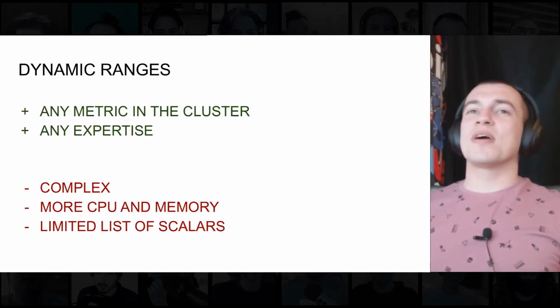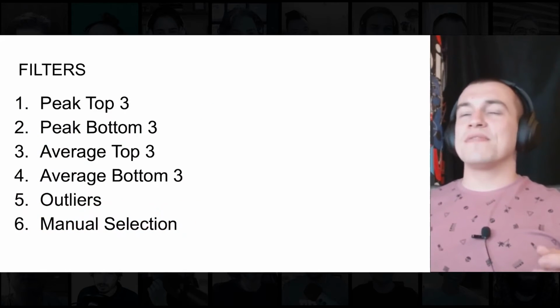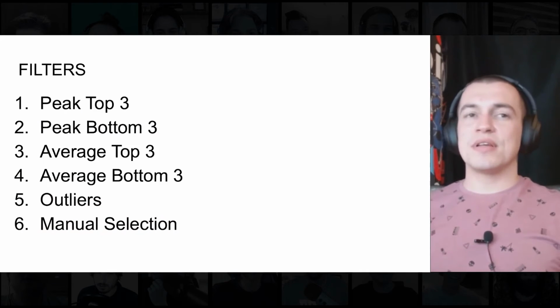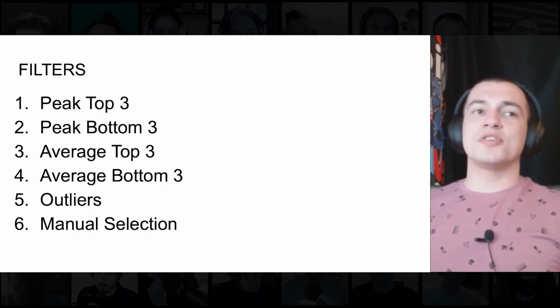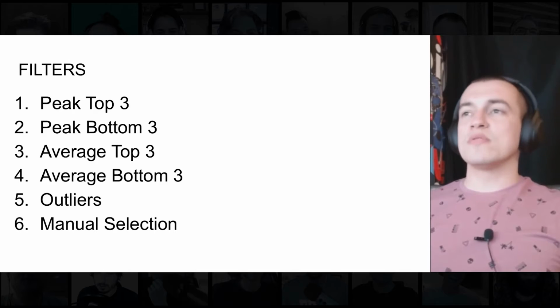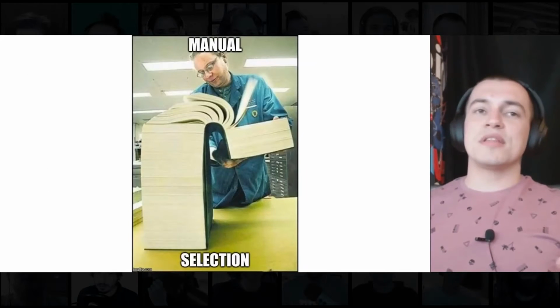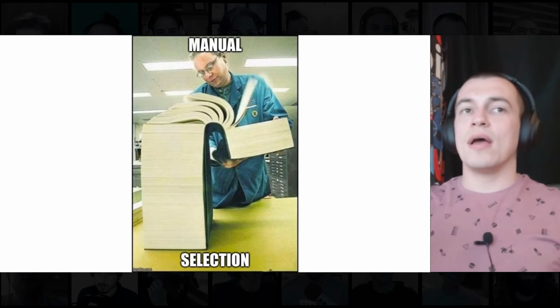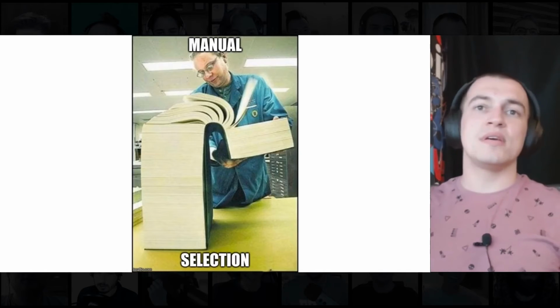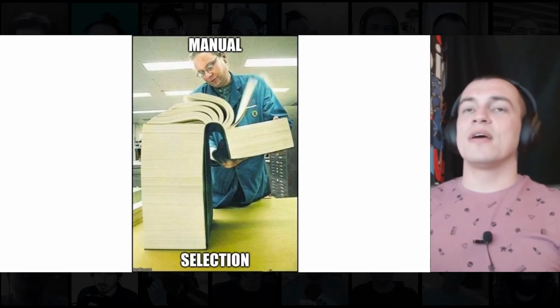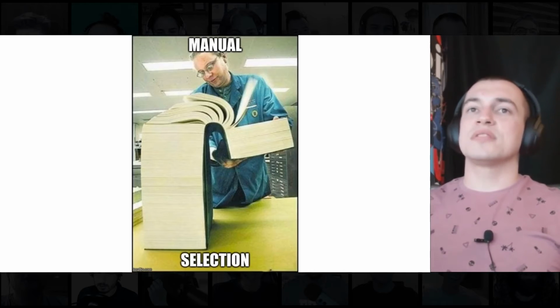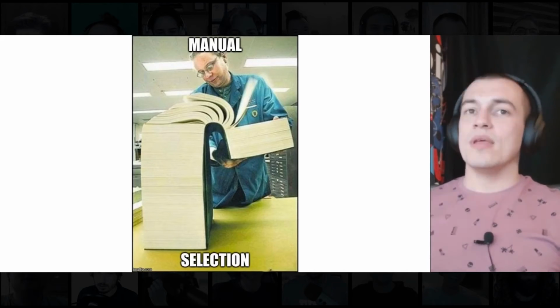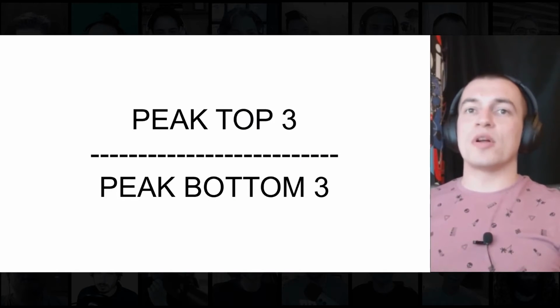Now, let's take a look at some concrete examples of how we approached these two problems at Hazelcast. We have defined 6 filters: peak top 3, peak bottom 3, average top 3, bottom 3, outliers, and manual selection. Let's start with the most boring one, manual selection. Basically, we allowed our users to pick the members that they are interested in and pick the metrics that they want to see. The only restriction that we have is that we do not allow our users to select more than 12 graphs.